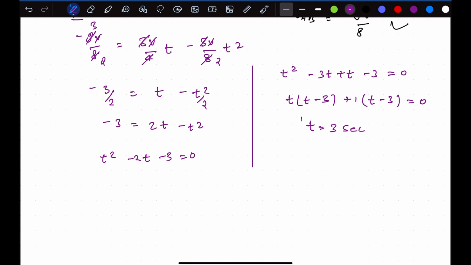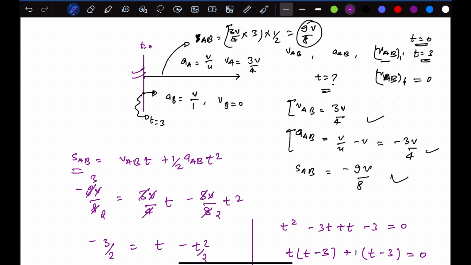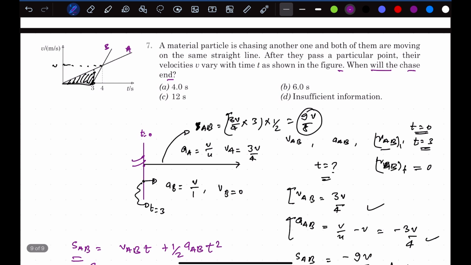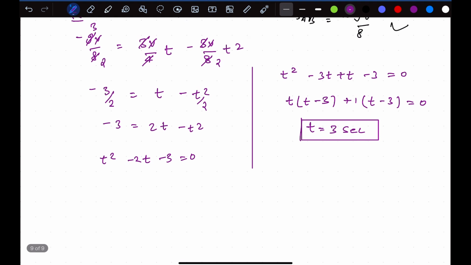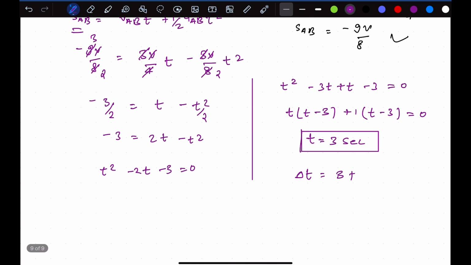Now t equals 3 seconds is not the answer. This t equals 3 seconds is measured from the point where B starts, when we consider this as t equals 0. The original t equals 0 is when A started. So the total time period becomes 3 plus this 3 as well, so it becomes 6 seconds.